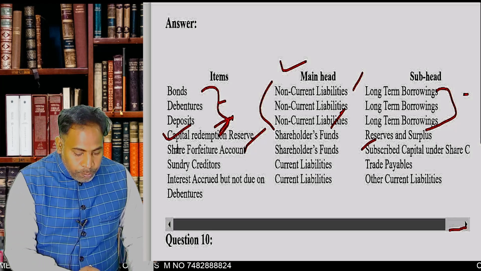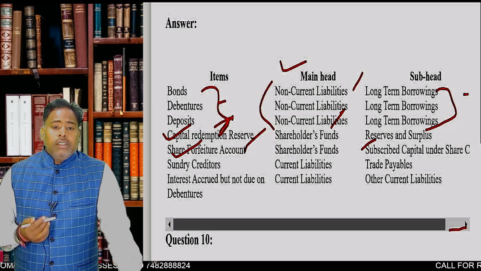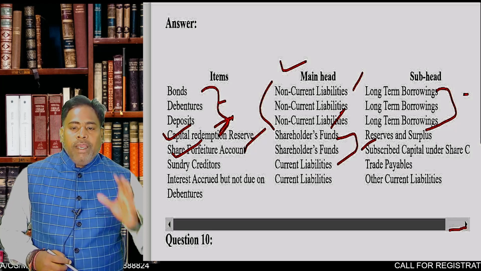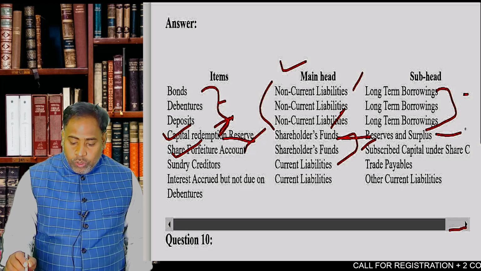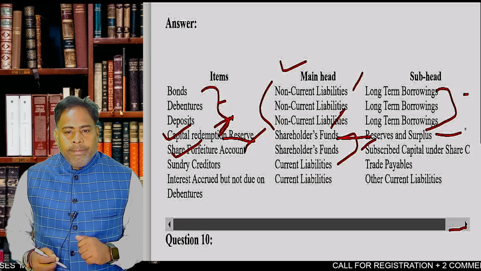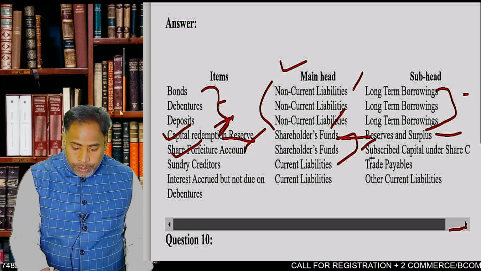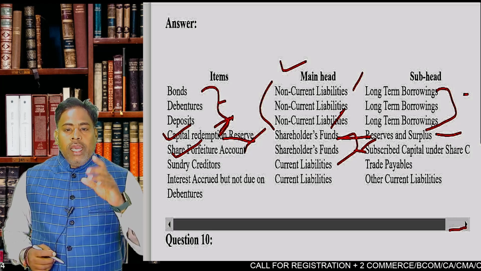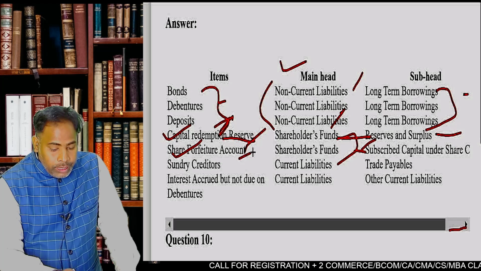Okay, next, share redemption reserve and forfeiture of share account. This is nothing but the share forfeiture account. That is under the main head shareholders' fund. So the redemption reserve will be shown in reserve and surplus, which is the subhead. The forfeited share will be shown under subscribed share capital.